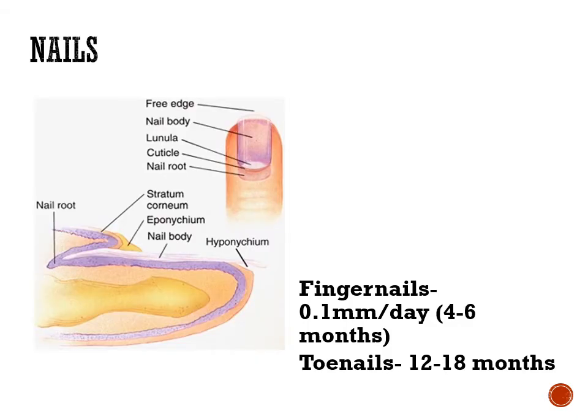Remember that the fingernails grow at a rate of 0.1 millimeter per day and can be replaced in 4 to 6 months, and the toenails can be replaced in 12 to 18 months.